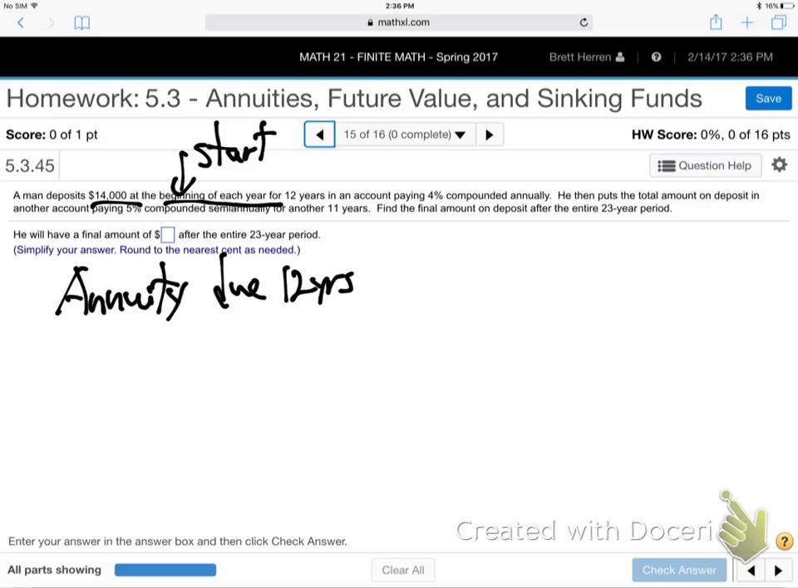And then after those 12 years, so he's putting money in the bank. Putting money in the bank at the start of every year. Putting money in the bank. It's growing and growing and growing, like storing for retirement or something, for 12 years.